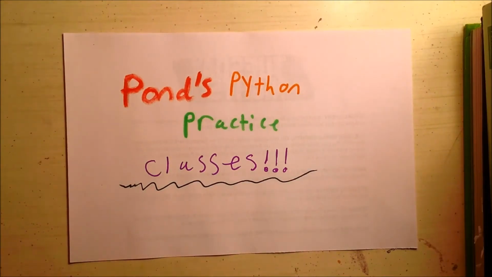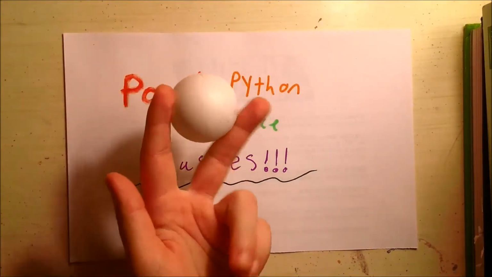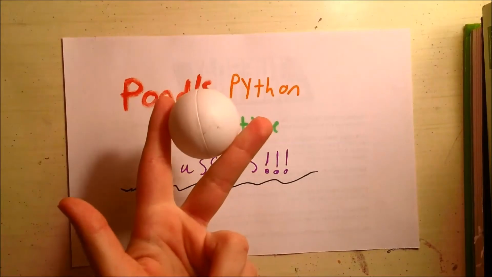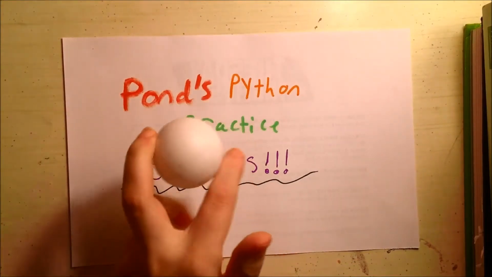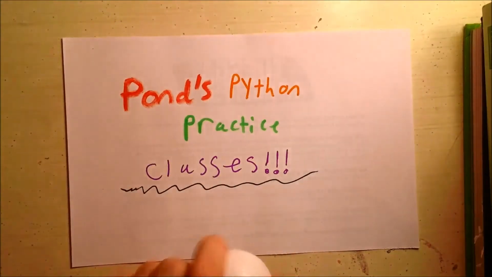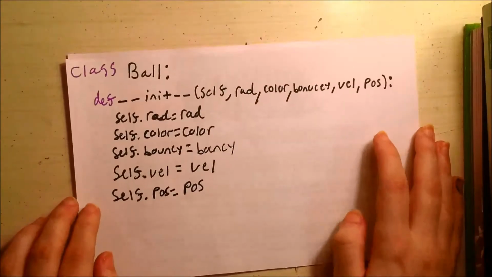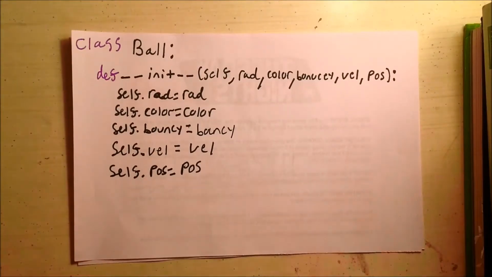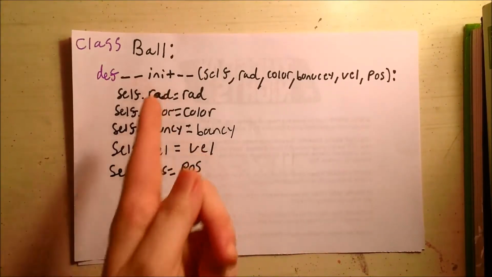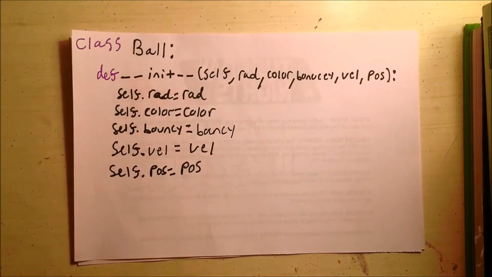So I'm going to use this ping pong ball as an example. It's just a standard issue ping pong ball, so nothing too exciting about it, except that it makes a good candidate for a class. Okay, it's a ball. So we're going to call our class Ball with a big B, because that's the convention.